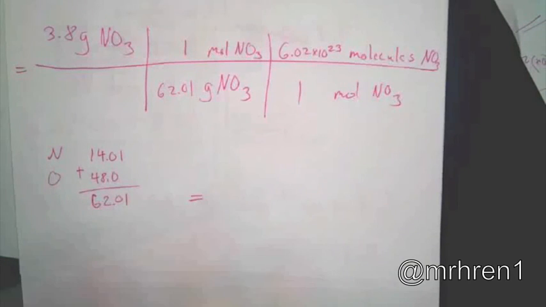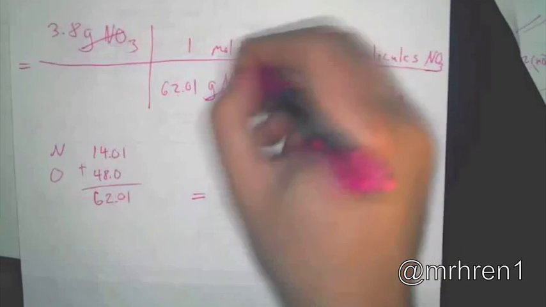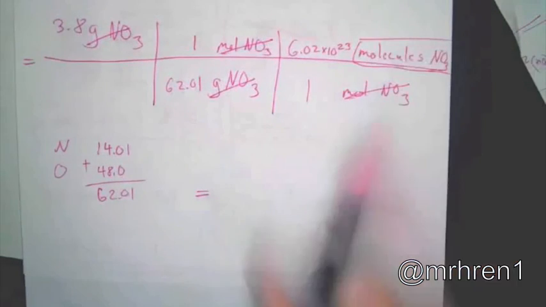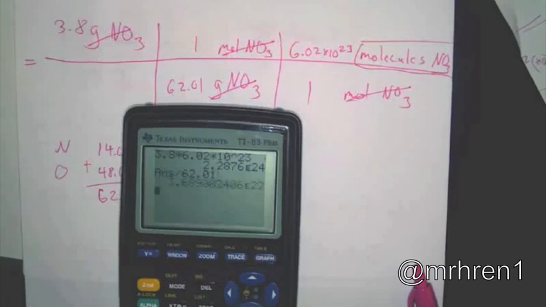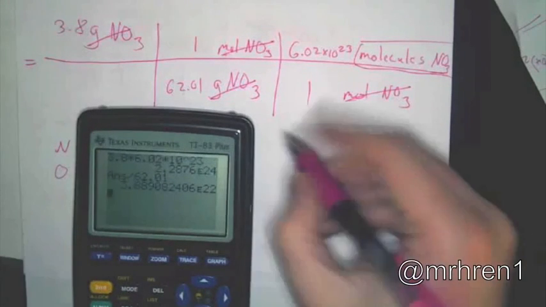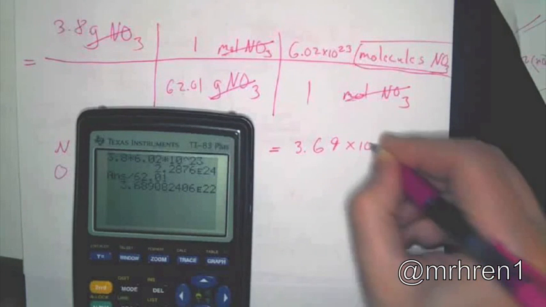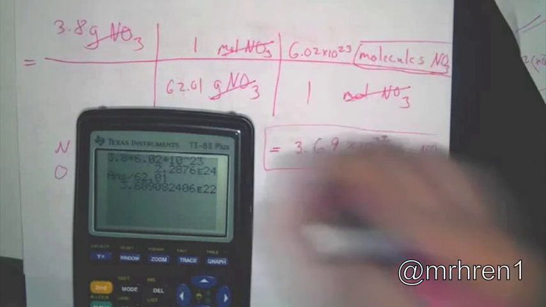Any questions on anything? So you do that, you cancel everything, you get your molecules of NO3. As far as math goes, remember you multiply on top, divide by the bottom, you get that. We'll say 3.69 times 10 to the 22nd. There you go.